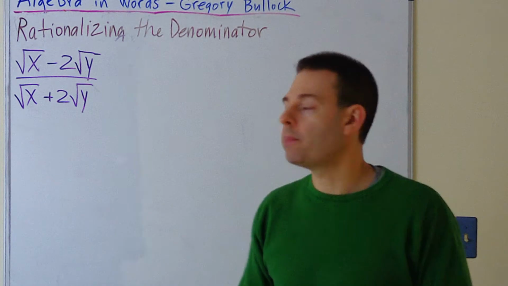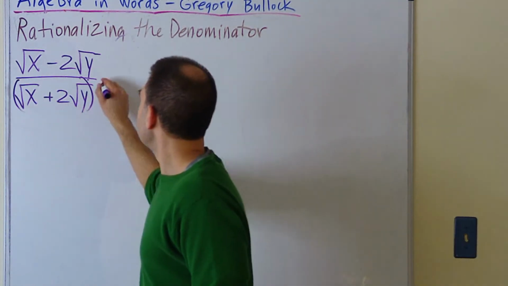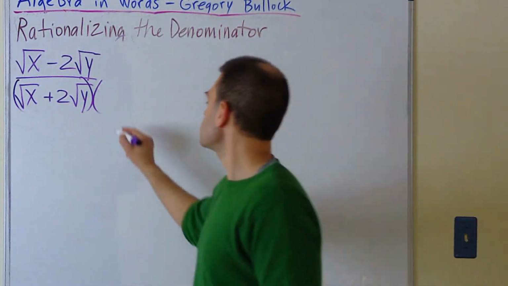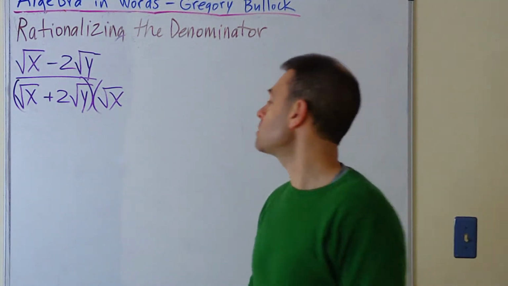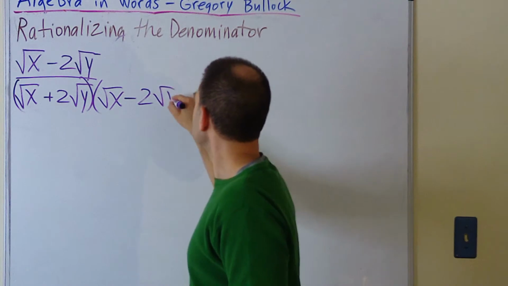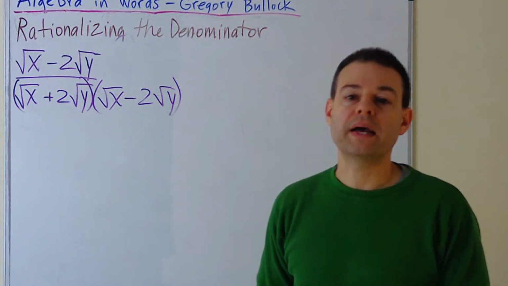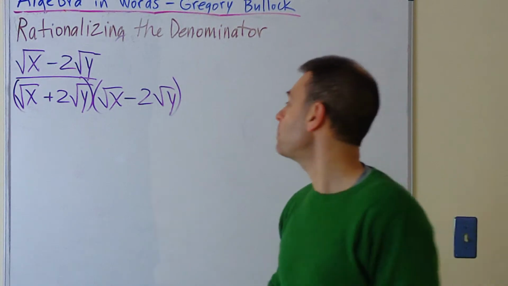And the conjugate of the bottom is the square root of x. Since this is plus, the conjugate is going to be minus 2 square root of y. And multiply the same to the top.